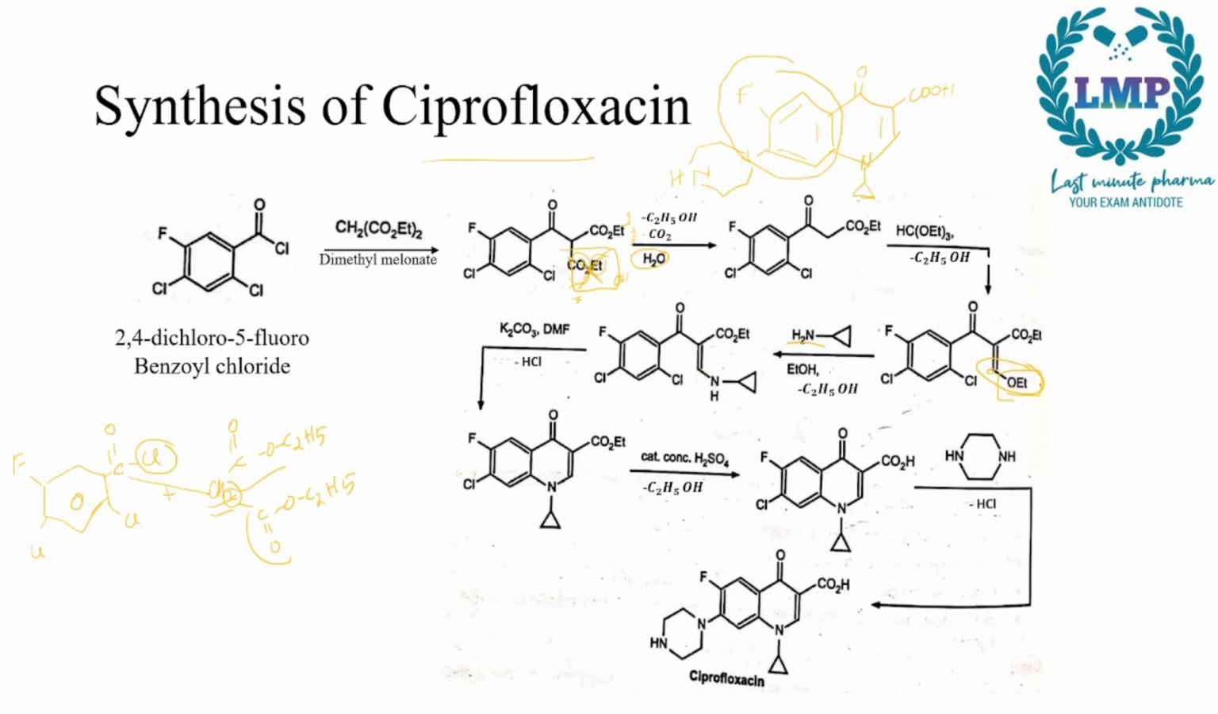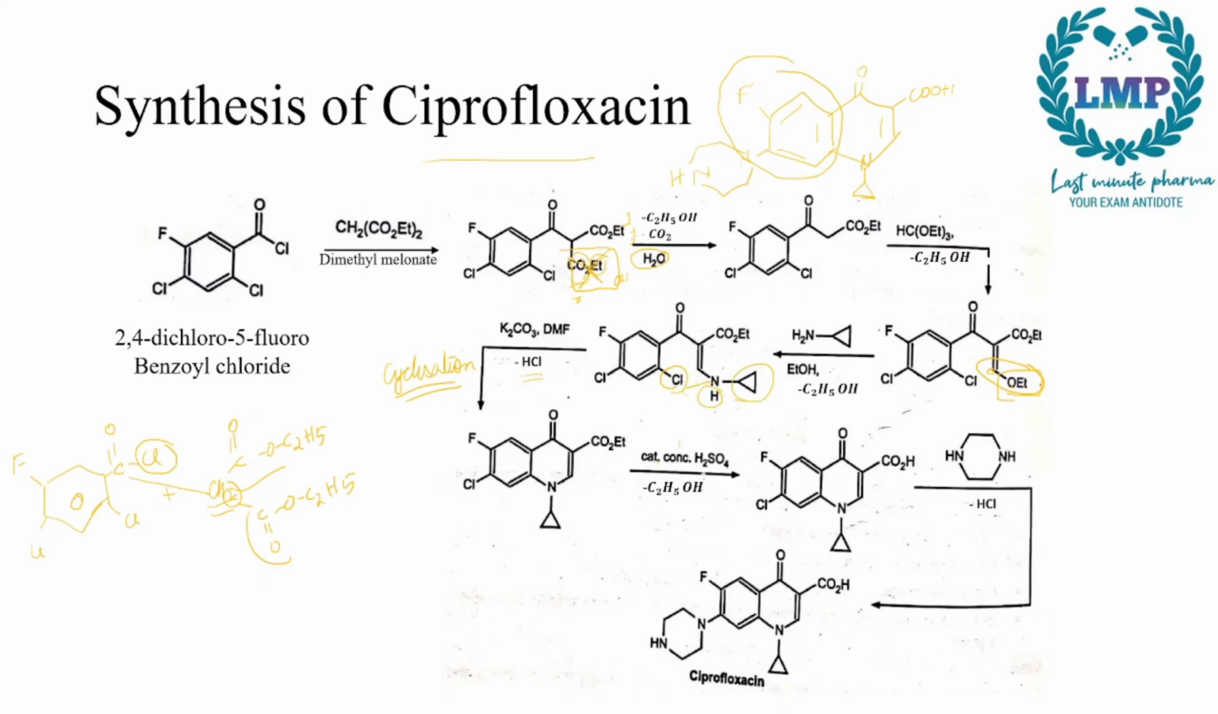To this we will add K2CO3 in the presence of DMF. So when we add K2CO3 in the presence of DMF, we will get removal of HCl. So which HCl will be removed here? A hydrogen from here and a Cl from here, and there will be cyclization. So because of cyclization, this HCl will be removed. Nitrogen will come right here with the cyclopropyl group here.